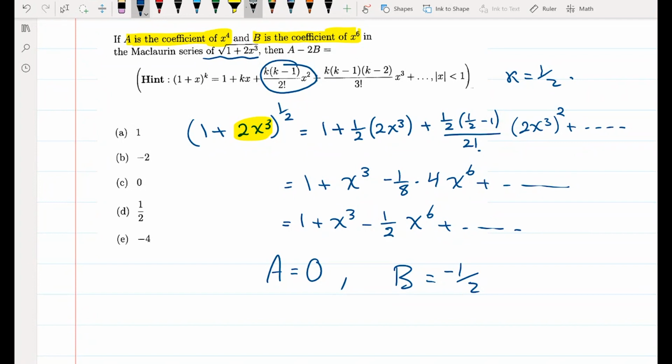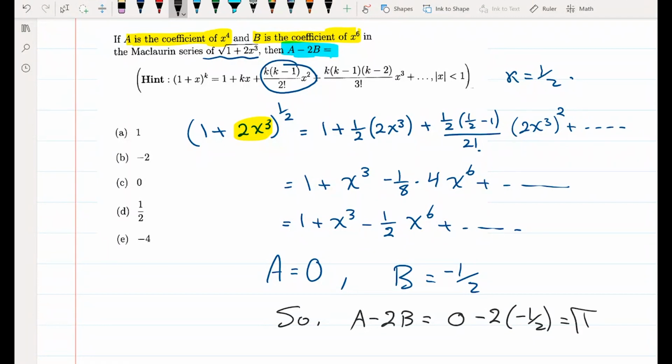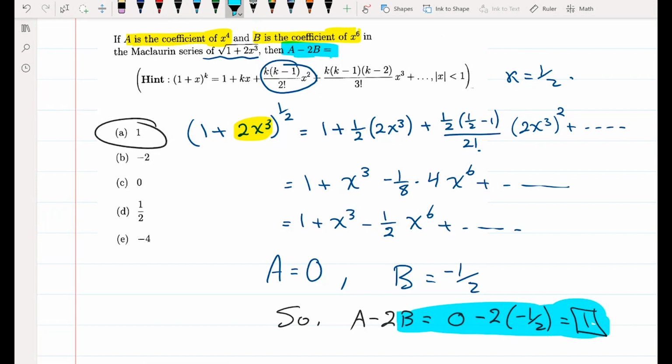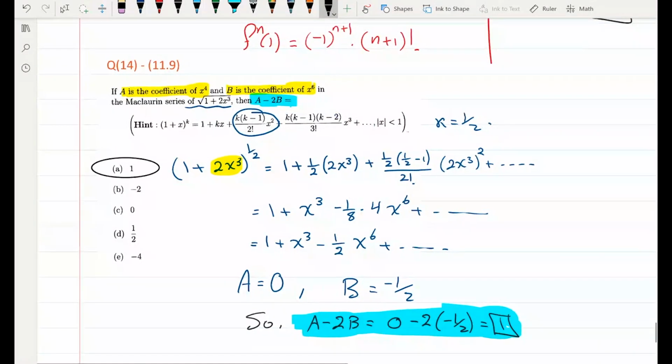Okay, the question asks you to find what is a minus 2b. So a minus 2b will be 0 minus 2 times minus half, which is equal to 1. So the answer here is A. It is 1. The answer here is just 1. So this is the needed one. Is that clear? Yes, clear. That was the last thing here.